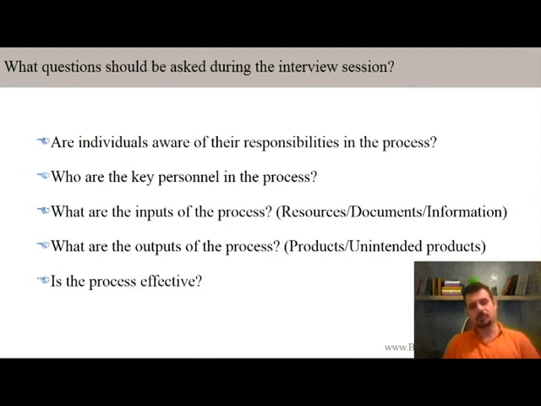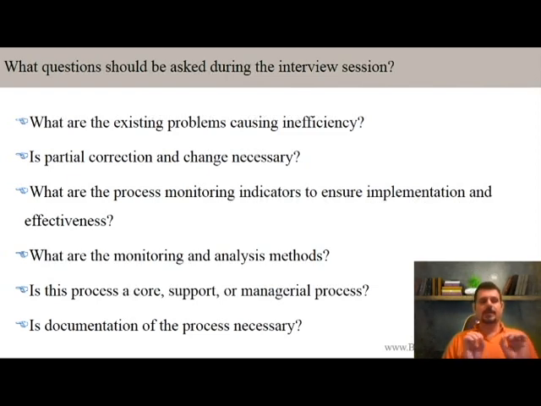What are the outputs of the processes? Is the process effective? You find some problems and challenging issues through the processes here. What are the existing problems causing inefficiency? You can use 5 Whys. For example, when someone says it's related to our resources, you should ask why resources, and they say because we lack employees. Why do you lack employees, and so on. You go deeper and deeper; finding the root of the problem is very helpful for process analysis.